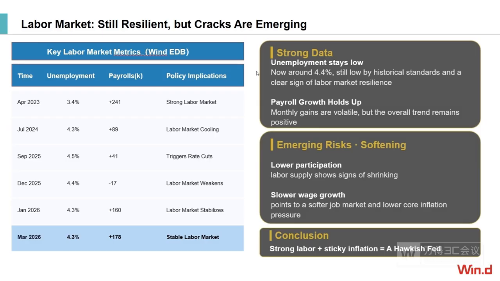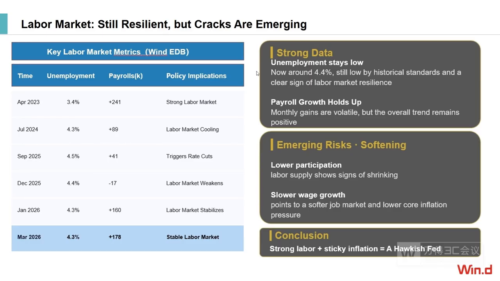However, a turning point quietly emerged in the second half of 2024. Data from July 2024 showed the unemployment rate climbing to 4.3%, while new non-farm payrolls plummeted to 89,000, indicating a clear cooling of the labor market. This trend intensified further in 2025, with the unemployment rate reaching a high of 4.5% in September and new job additions dropping to just 41,000, directly triggering the Federal Reserve's decision to cut interest rates. More alarmingly, December 2025 saw negative growth in non-farm payrolls of 16,000, marking the official weakening of the employment market.